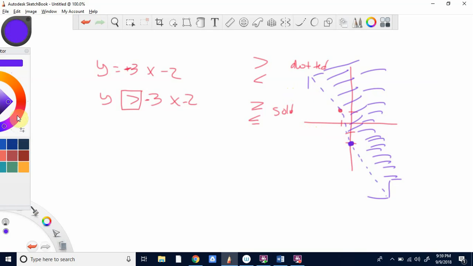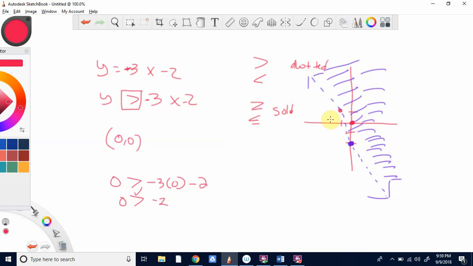The other thing is we want to test a point. We always want to test the origin if possible. Sometimes it's so close to the line that you don't want to chance it, so you want to use a point on either the y-axis or x-axis. Well, the origin clearly is not in here, so I'm going to put 0, 0 in here. It's got to make the inequality true. So is 0 greater than negative 3 times 0 minus 2? 0 greater than 0 minus 2, or negative 2. Is this a true statement? Yes, it is, so I shaded it correctly.